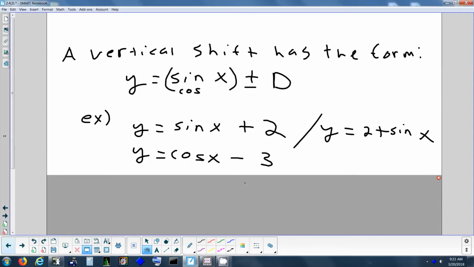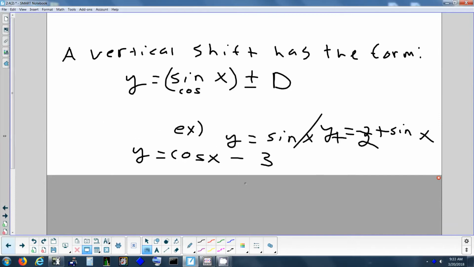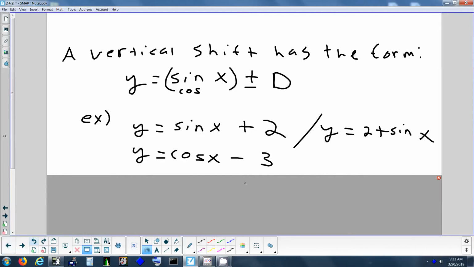That's the same thing. Addition is commutative. If you want to add two things together, it does not matter what order you add them in. 6 plus 2, 2 plus 6. Same thing. The point is, if you add or subtract outside parentheses, it's a vertical shift.